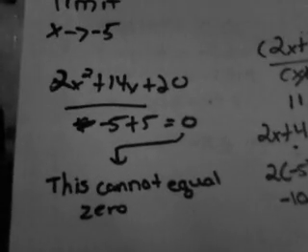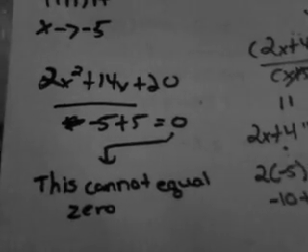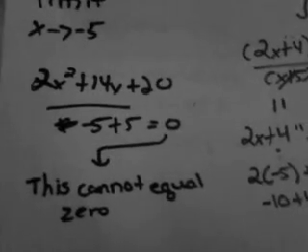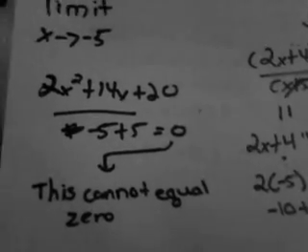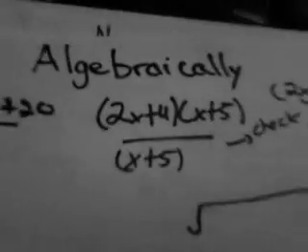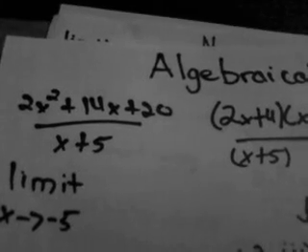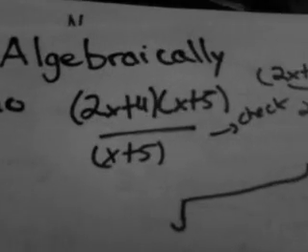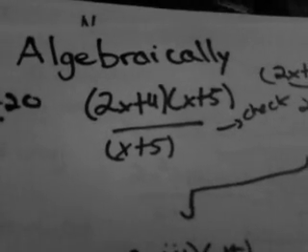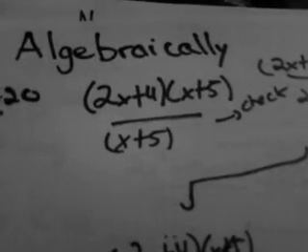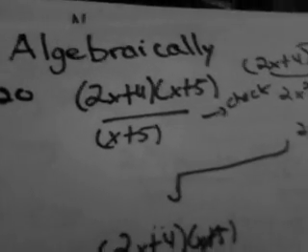If we input -5 directly for x in the denominator, we're going to have 0. This cannot equal 0, thus we cannot use this method. So we use this method instead. We divide the expression into two terms. As you see, 2x to the second power plus 14x plus 20 is now put in two terms: 2x plus 4, and the other term x plus 5, divided by x plus 5.